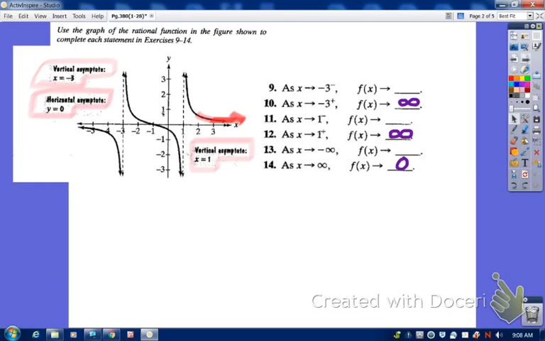The little plus sign means you're coming from the right of the graph. You're approaching the number from the right if you have a little plus sign. If you have a little negative sign there, then you're approaching that number from the left. Okay, anybody else?